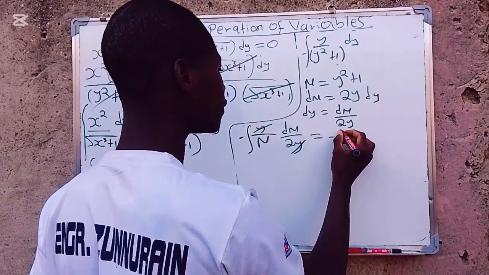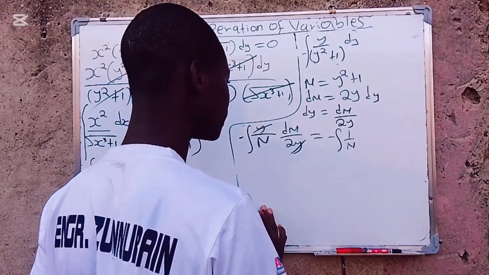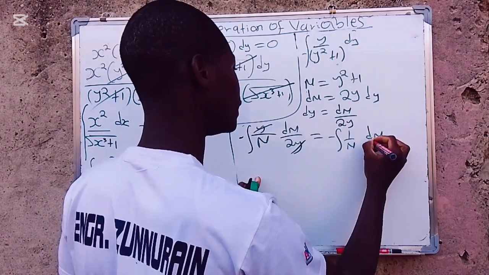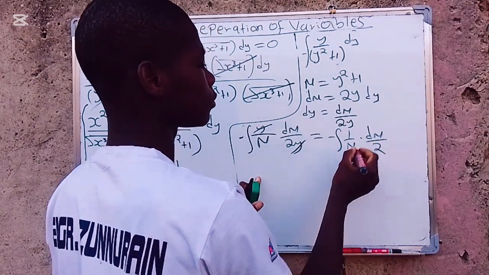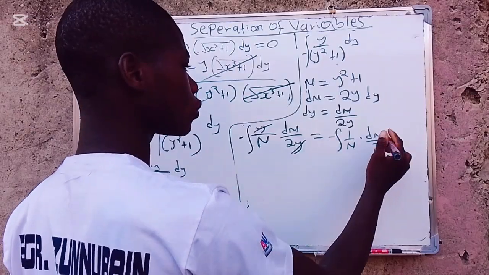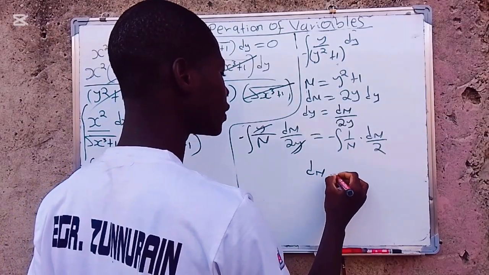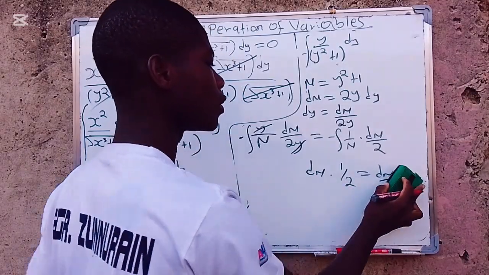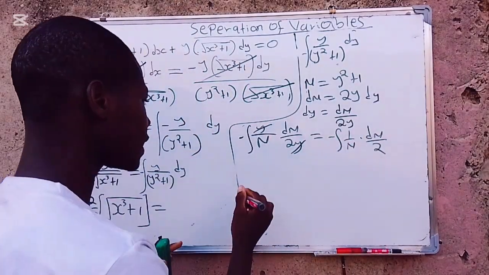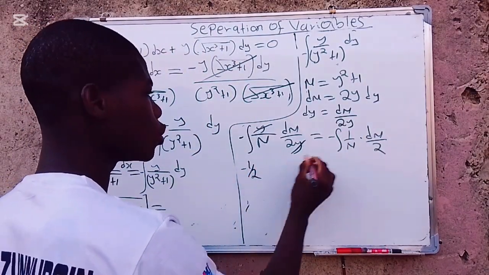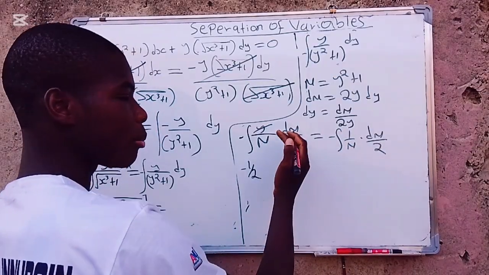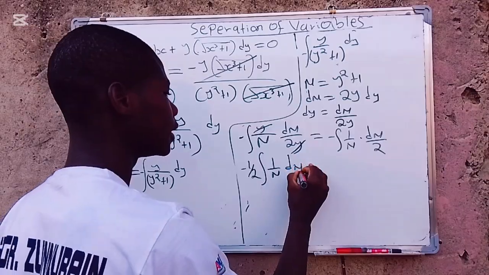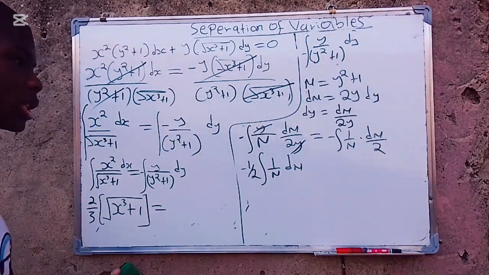So at the end, I will have negative 1 over n of dn by 2. So I have to factor out this 1 over 2, because dn multiplied by 1 over 2 is the same thing as dn by 2. So this is all for this. So the next thing is that I have the negative a half. This 1 over 2, I bring them out. It should now be the integral of 1 over n dn.